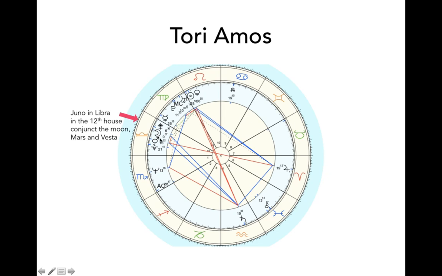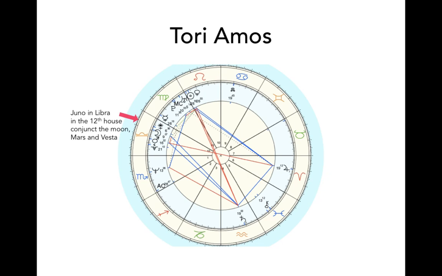The moon is also there, and we can see we've got Vesta and Juno here. And so if we think about the Vesta moon connection as being very open to connecting to others through the emotional realms, right? Juno's the relationships and the moon is the emotional connections too. Then there's already a story developing here.